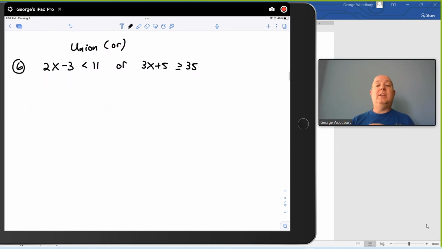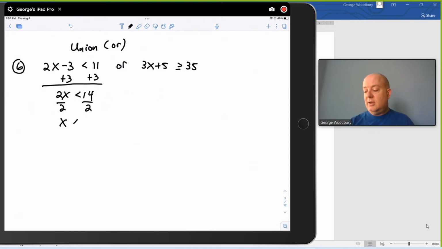We solve each inequality independently. So starting with 2x minus 3 is less than 11, add 3 to both sides, 2x is less than 14, divide through by 2, because it's positive, we don't worry about changing the direction of the sign, and we get x is less than 7.